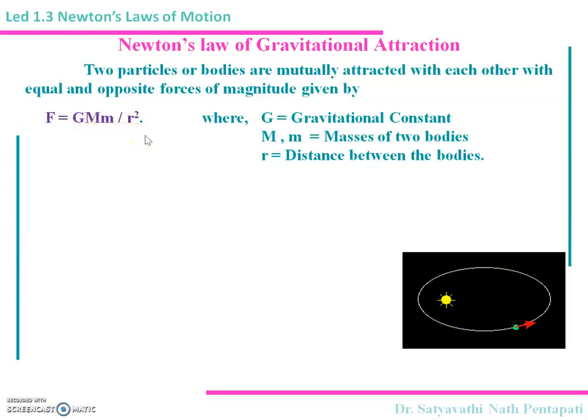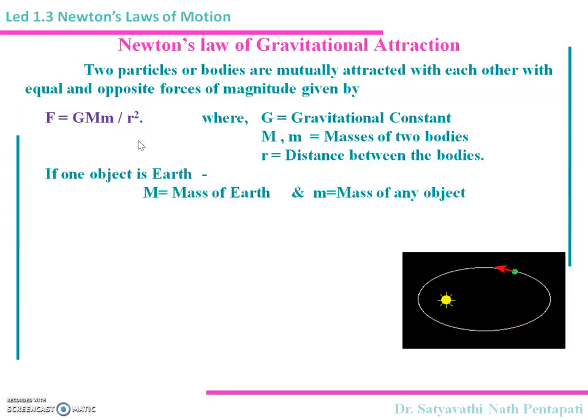On earth, any two objects will be mutually attracted with a magnitude that is given by F equals GMm upon r square. Here G is the gravitational constant, capital M and small m are the masses of the two bodies, r is the distance between the two bodies. Let us say now one object is earth whose mass is capital M, and the second object is any object on the earth whose mass is m. Now the distance between them, let us try to find out.